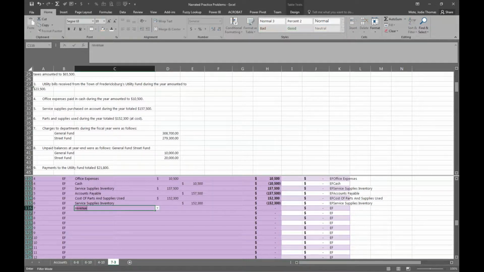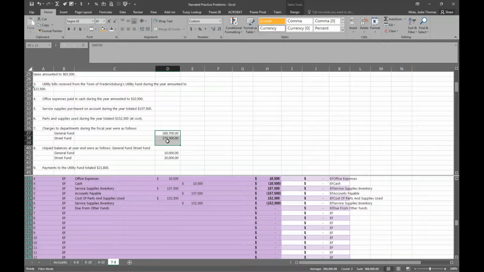So revenue. We need to do our debits first. So let's do due from other funds. Our total there is 588,000. And we're going to credit revenue for 588,000.